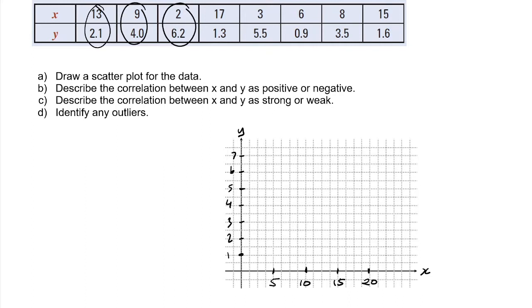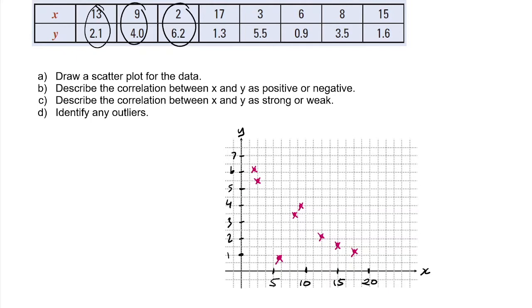So let's draw up our scatter plot. Okay, so there's my scatter plot. You can see what's happening there. You can also see that up the top the x values were not in numeric order, which made it a bit different to put those on.